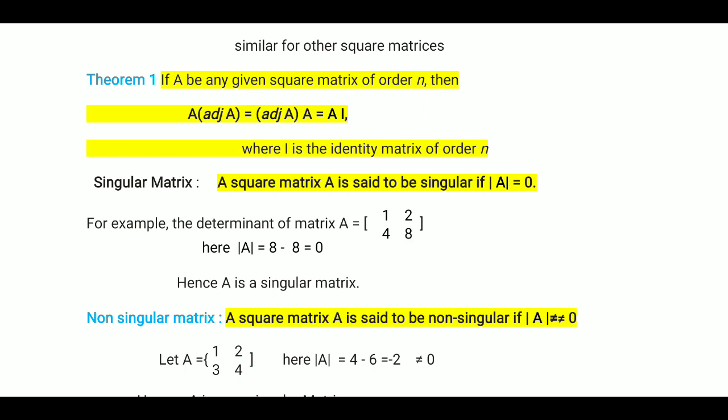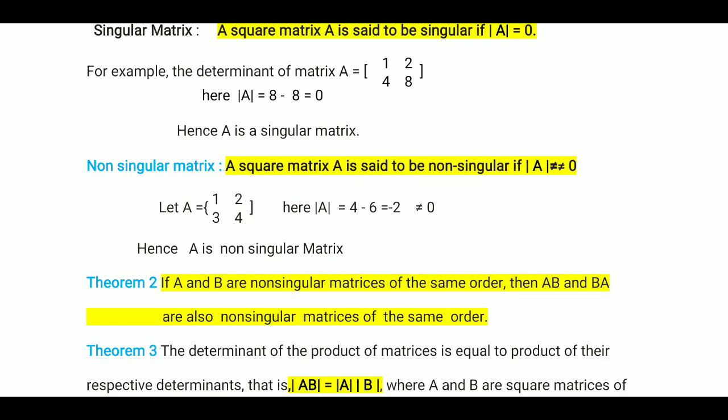Now another definition is for singular matrix. A square matrix is called singular if its determinant value is 0, because every square matrix has a determinant value. So if the determinant value is 0, then we say that this is a singular matrix. Here we see it from this example. The determinant value of this matrix A, having elements 1, 2, 4, 8. If we get the value of the determinant of this matrix, you get 8 minus 8, which is 0. So it is a singular matrix.